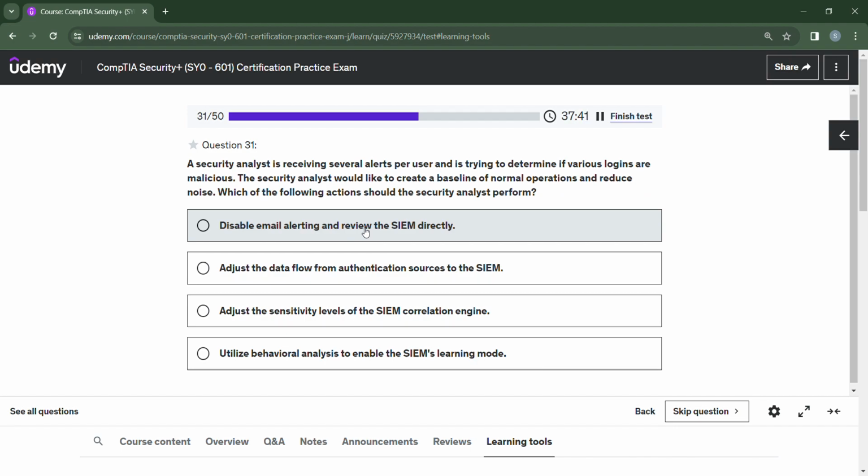Security analyst is receiving several alerts per user and is trying to determine if various logins are malicious. The security analyst would like to create a baseline of normal operations and reduce noise. Which of the following actions should the security analyst perform?